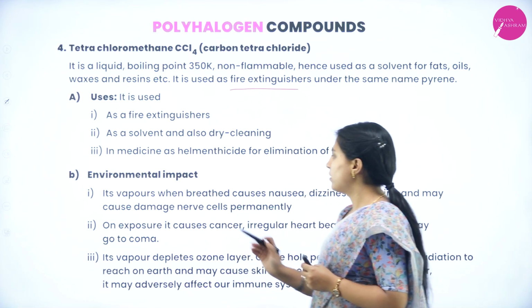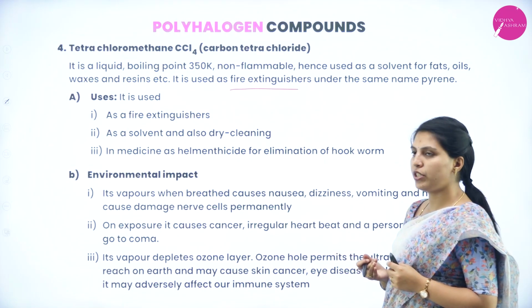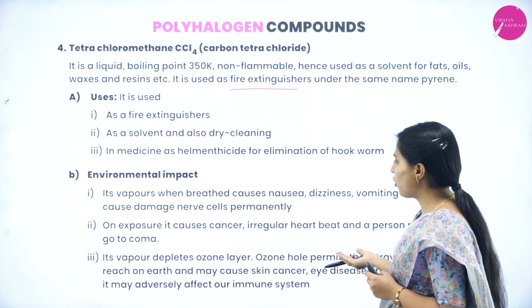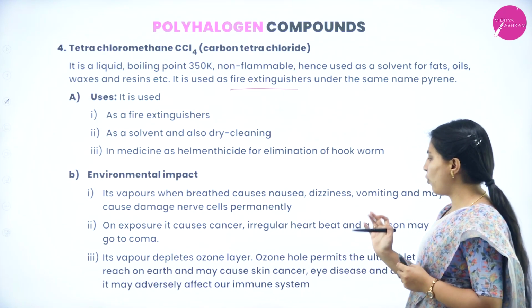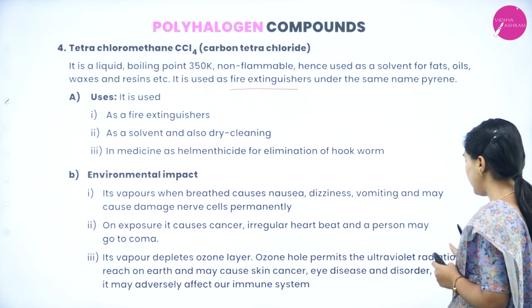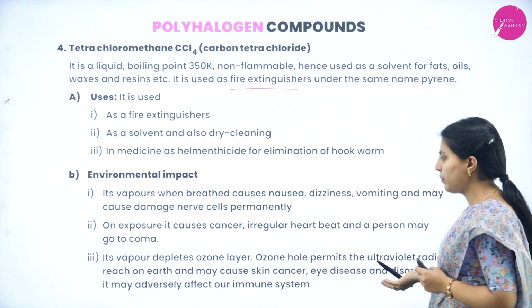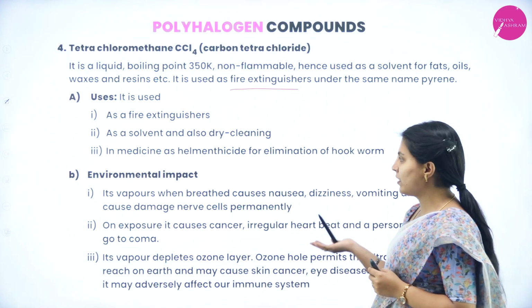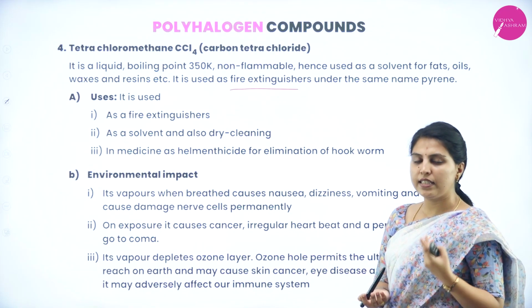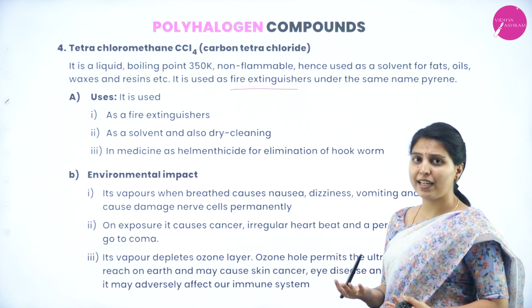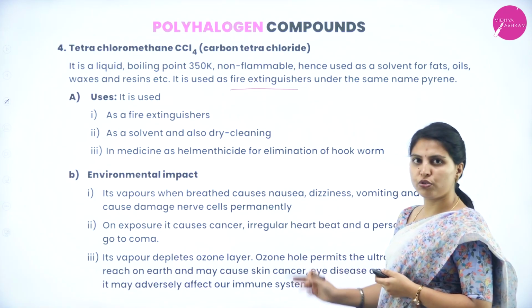Environmental impact: its vapor when breathed causes nausea, dizziness and vomiting, and may damage nerve cells permanently. On exposure, it causes cancer, irregular heartbeat and a person may go into a coma also. Its vapor depletes the ozone layer. The ozone hole permits ultraviolet radiation to reach the earth and may cause skin cancer, eye disease and disorders. It may adversely affect our immune system. These are the environmental impacts. The major one is that CCl4 depletes the ozone layer.